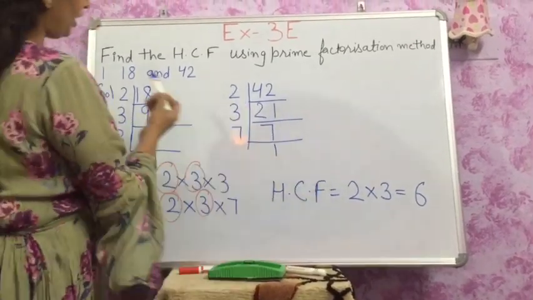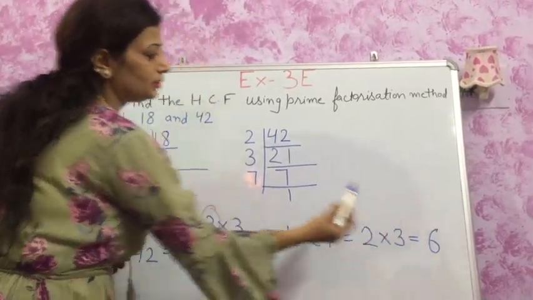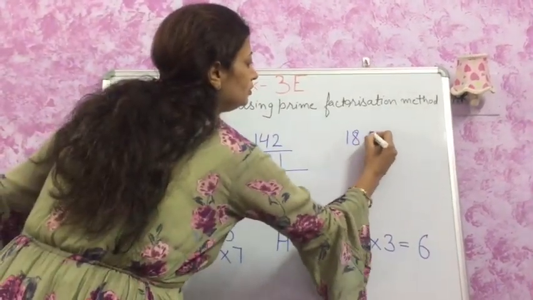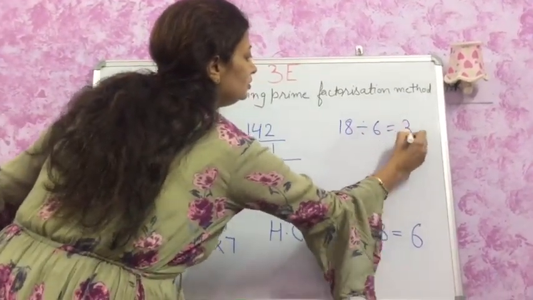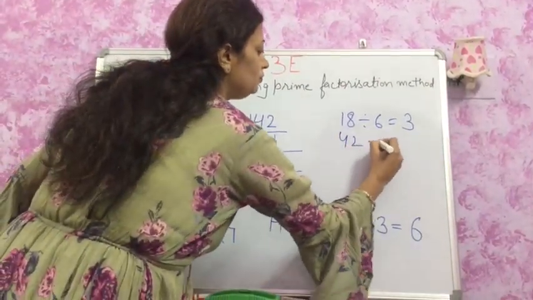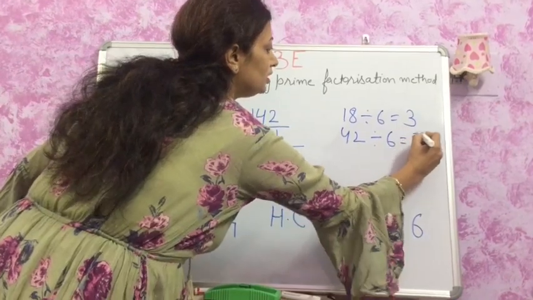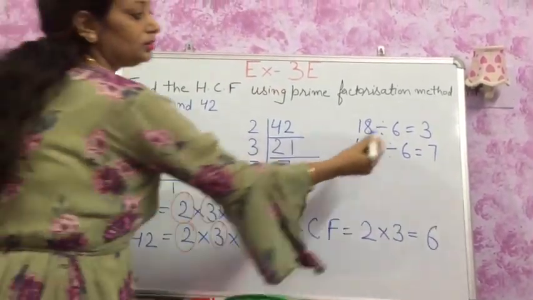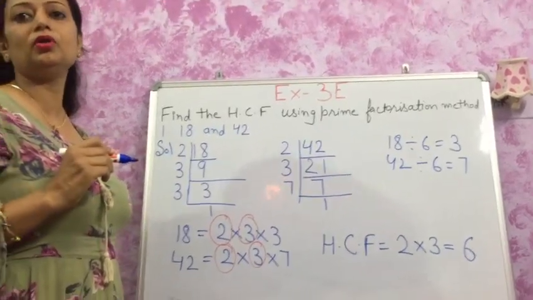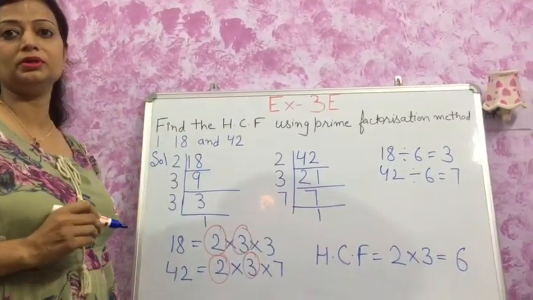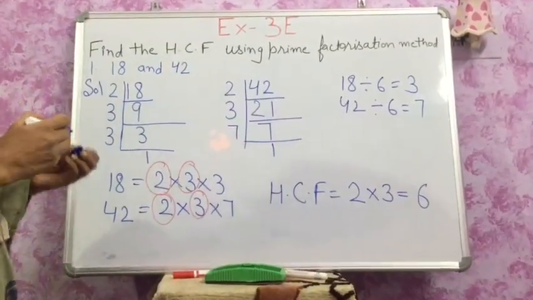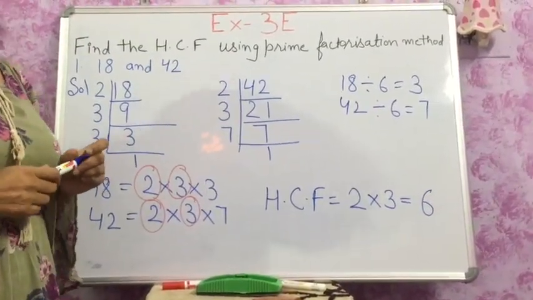Now, if we divide these numbers by 6, when we divide 18 by 6, we get 3. When we divide 42 by 6, we get 7. 3 and 7 are the reduced terms. There is no other table in which 3 and 7 are divisible. It means our HCF is right. This way we can check our sum ourselves.